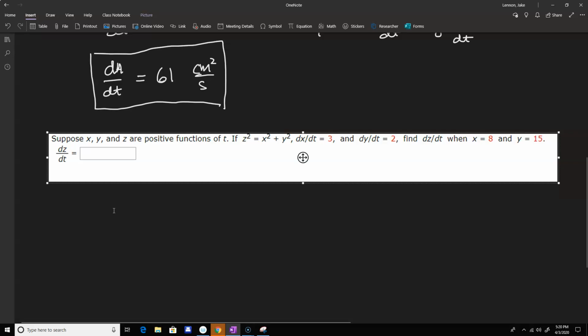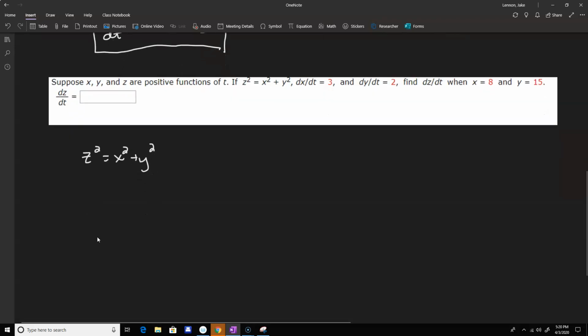So we have the equation that relates the variables, z squared equals x squared plus y squared, and they want us to find a particular dz/dt. So when you take the derivative implicitly, we get 2z times dz/dt equals 2x times dx/dt plus 2y times dy/dt.